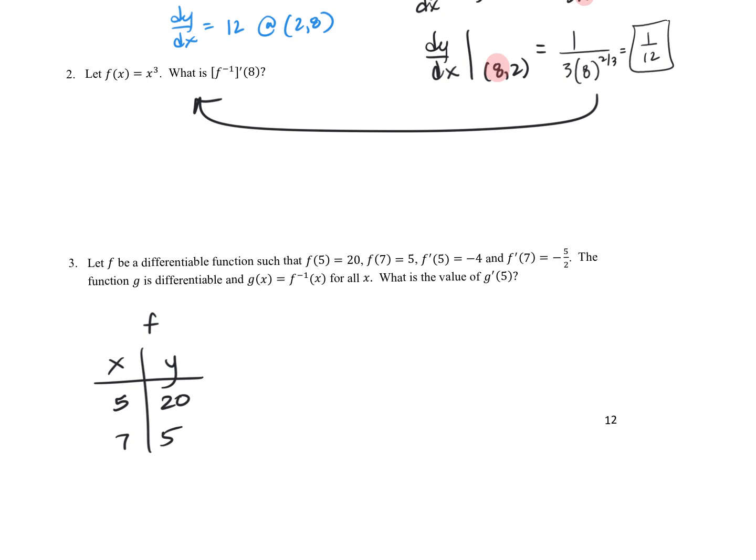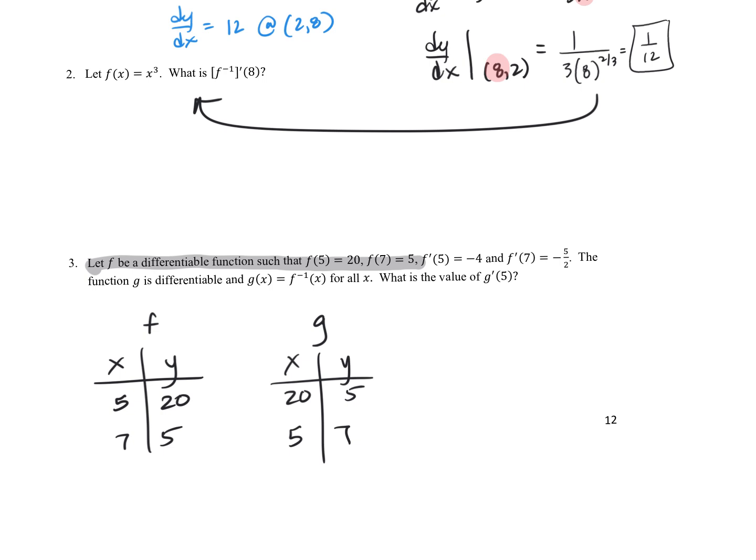I've only looked at this piece of information, and I want you to then go make a G table. What would G's table have as its points? If the F had the point 5, 20, what does G have as the point? 20, comma 5, bless you. If F has the point 7, 5, G has the point 5, 7. Very good. So it says, then they also told us F prime of 5 is negative 4.